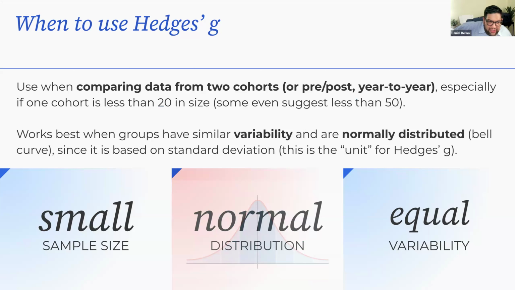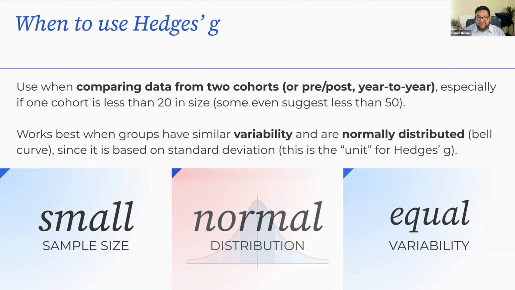So when would we use Hedges G? This is kind of your little checklist to make sure that if you remember this presentation and you're like, oh, we can use Hedges G for this, this is the checklist you need to use to make sure that you're doing it in a way that actually tracks with how it's built. So it's got to be comparing data, that quantitative data.